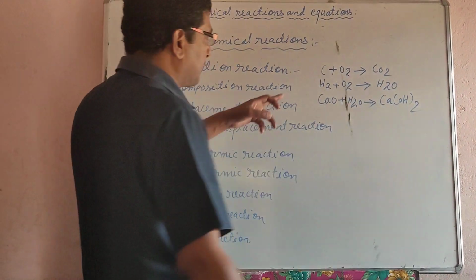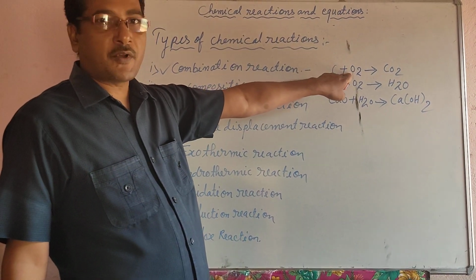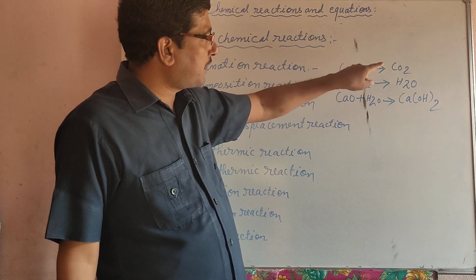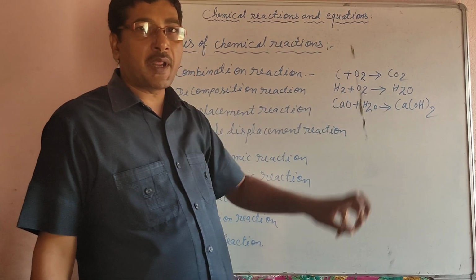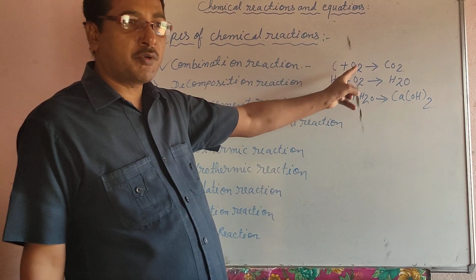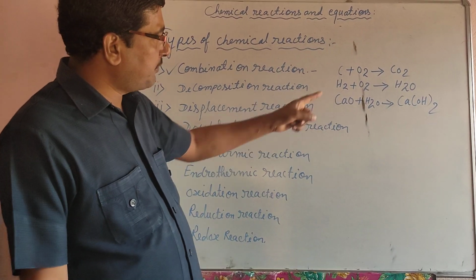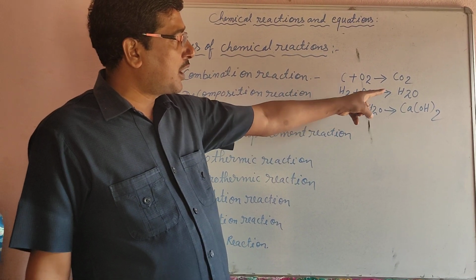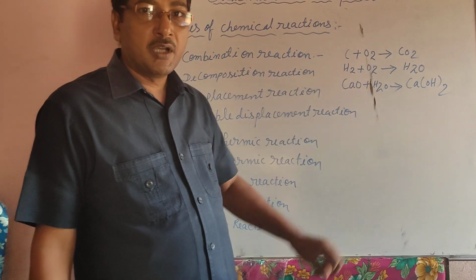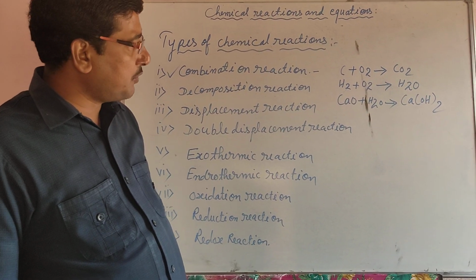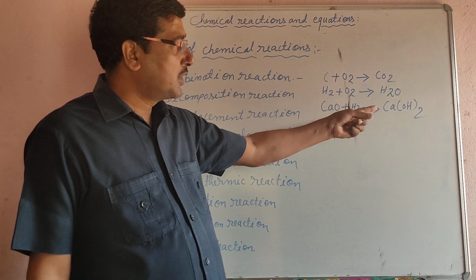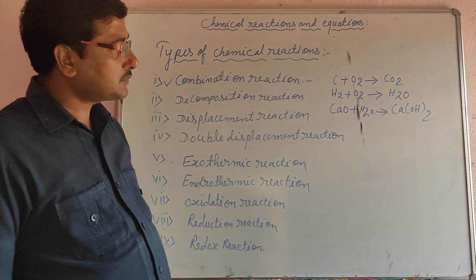In all these examples, when carbon is burnt in the presence of oxygen, forming carbon dioxide, two simple compounds are taken together to produce a complex compound. That is why it is a combination reaction. Similarly, hydrogen is reacting with the oxygen and forming the water. Similarly, calcium oxide and water react, and from two different compounds, one single complex compound is produced.